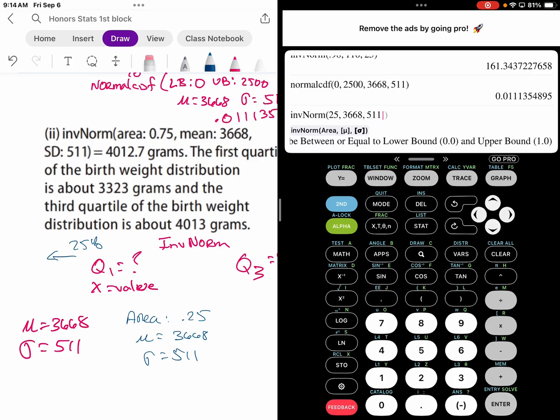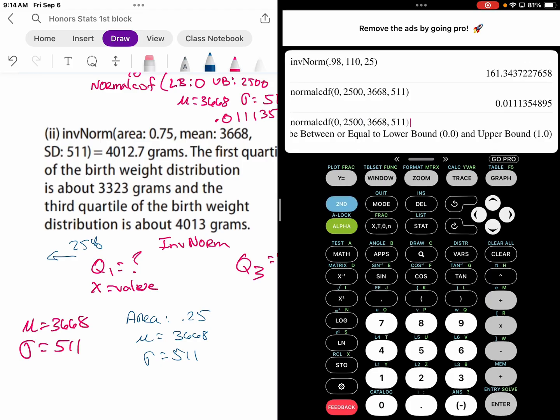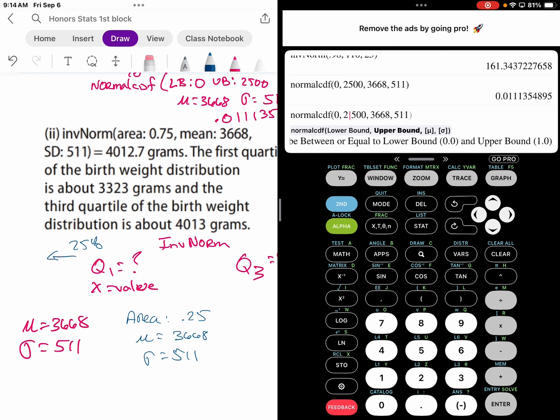Enter. Oh, Mr. Stevens, what the heck did you do? Oh, you know what I did? What do you notice I typed in as the very first number? I did 25, not 0.25. I didn't hit the decimal long enough. Again, as I mentioned earlier, you have to type in a number less than 1 for the area, otherwise it gives you an error like this. So second enter. Let's see if I can backtrack. Okay, forget that. I pressed normal CDF, my fat finger. I hit the wrong thing.